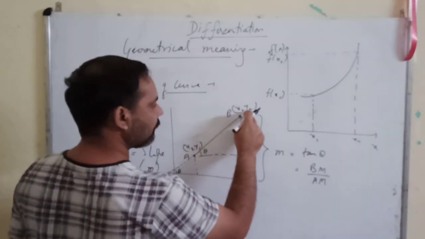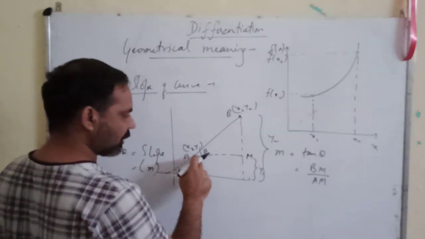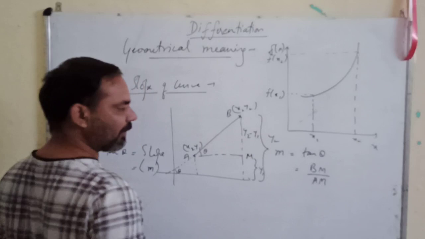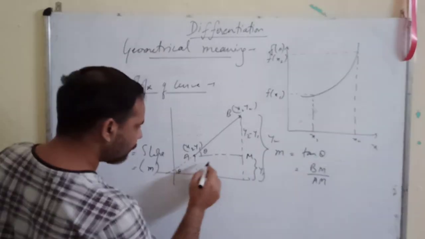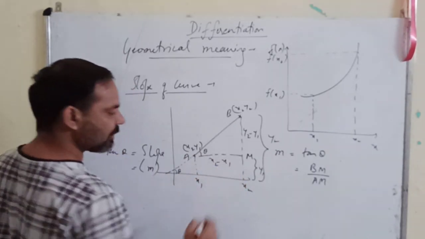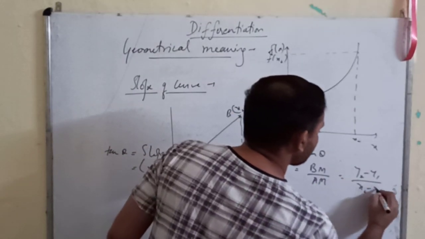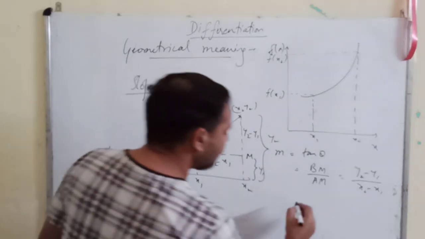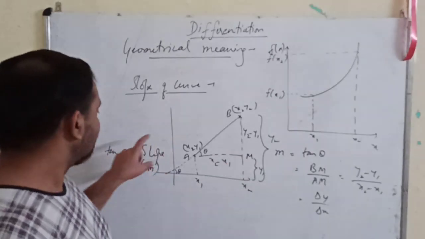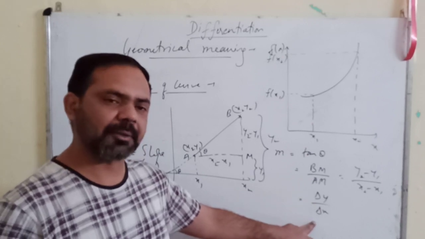Now how much will be BM? How much is this length? This is y2. And what is this length? y1, because the coordinate of this point is y1, so this height is y1. So this length is y2 minus y1. How much is this length? This point is x2, this point is x1, so this length is x2 minus x1. So what is tan theta? It is y2 minus y1 upon x2 minus x1, or this is change in y upon change in x, right? So the slope of a graph is change in y with respect to change in x.